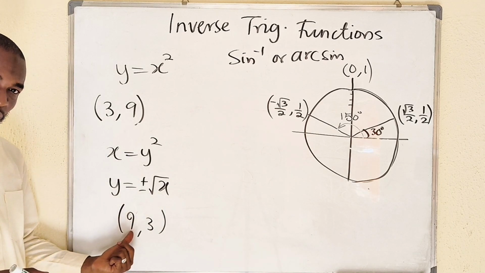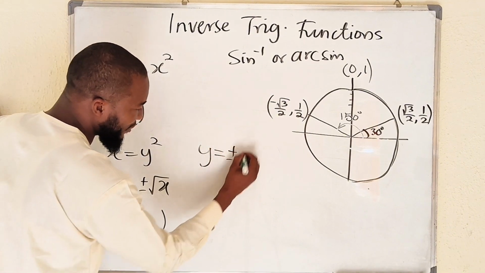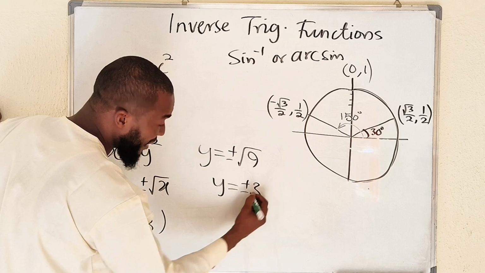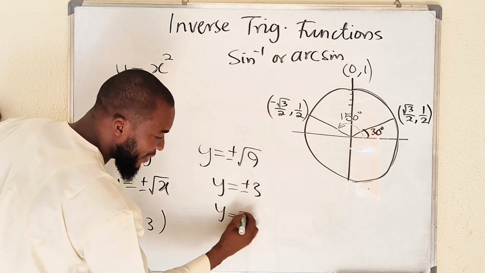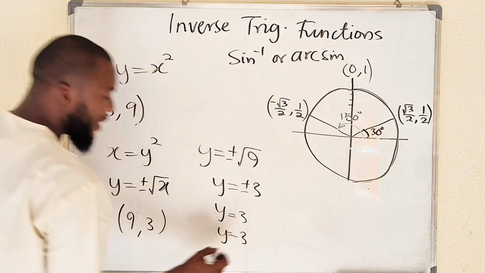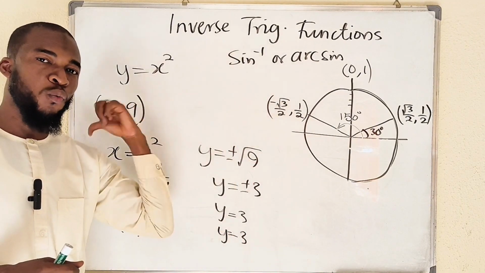So the input now is 9. Let us plug it here. You have y equal to plus or minus square root of 9. Square root of 9 is 3. Y equal to plus or minus 3. It means that y can be 3 or negative 3. That's a problem because we expected to return 1 point.